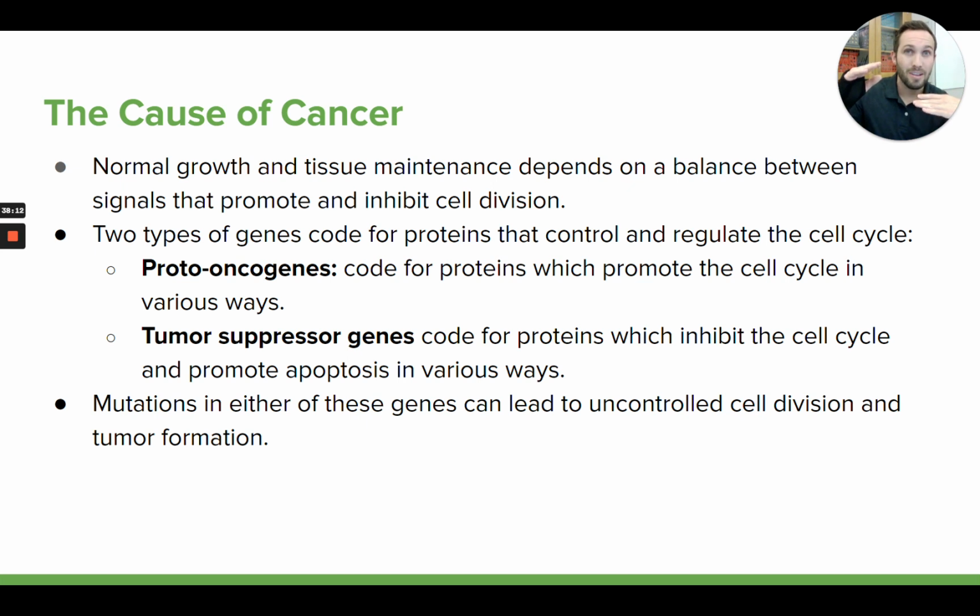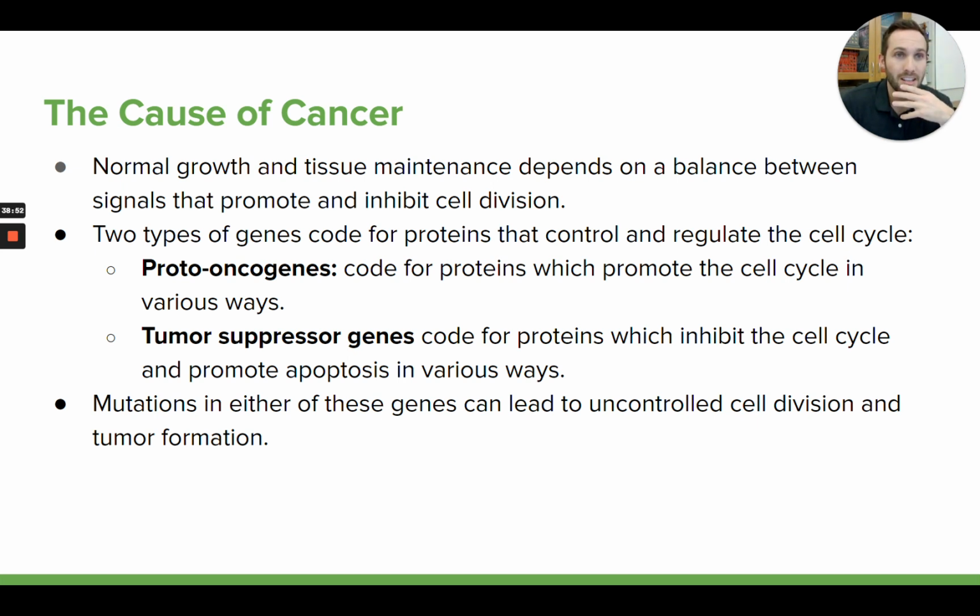There's a broad category of proteins that have one thing in common. They might be doing a variety of things, but there's a certain category of proteins coded by proto-oncogenes, which are the genes that code for these proteins. The one thing they have in common is that they're promoting the cell cycle in certain ways. If a protein's job is promoting and encouraging cells to get past these checkpoints and to divide, we would call that a proto-oncogene.